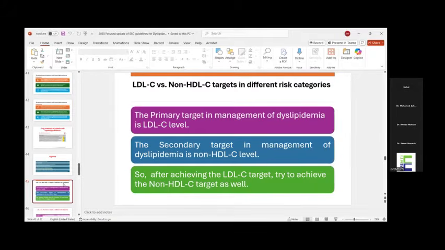Let's remind you with the LDL target and the non-HDL target in the different risk categories. Actually, this hasn't been changed from the old guidelines, but in order to provide a complete overview of the dyslipidemia management, we should be aware of our targets. The primary target in management of dyslipidemia is the LDL cholesterol level, while the secondary target is the non-HDL cholesterol level. So after achieving the primary target, try to achieve the secondary target, which is non-HDL level.